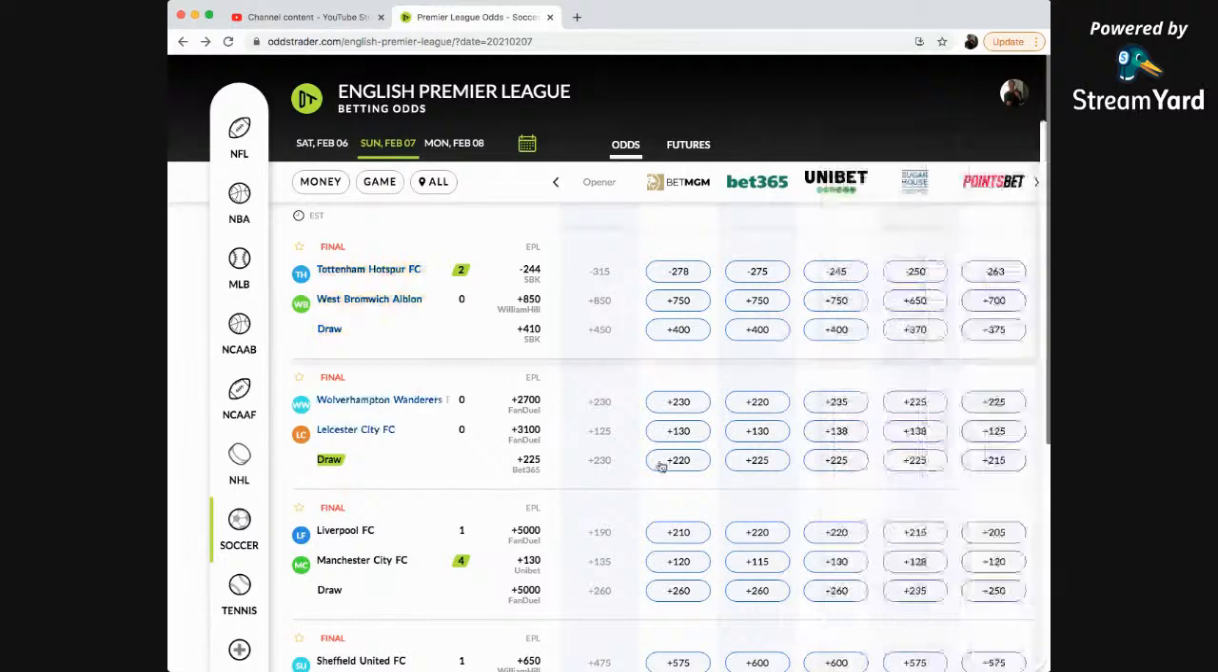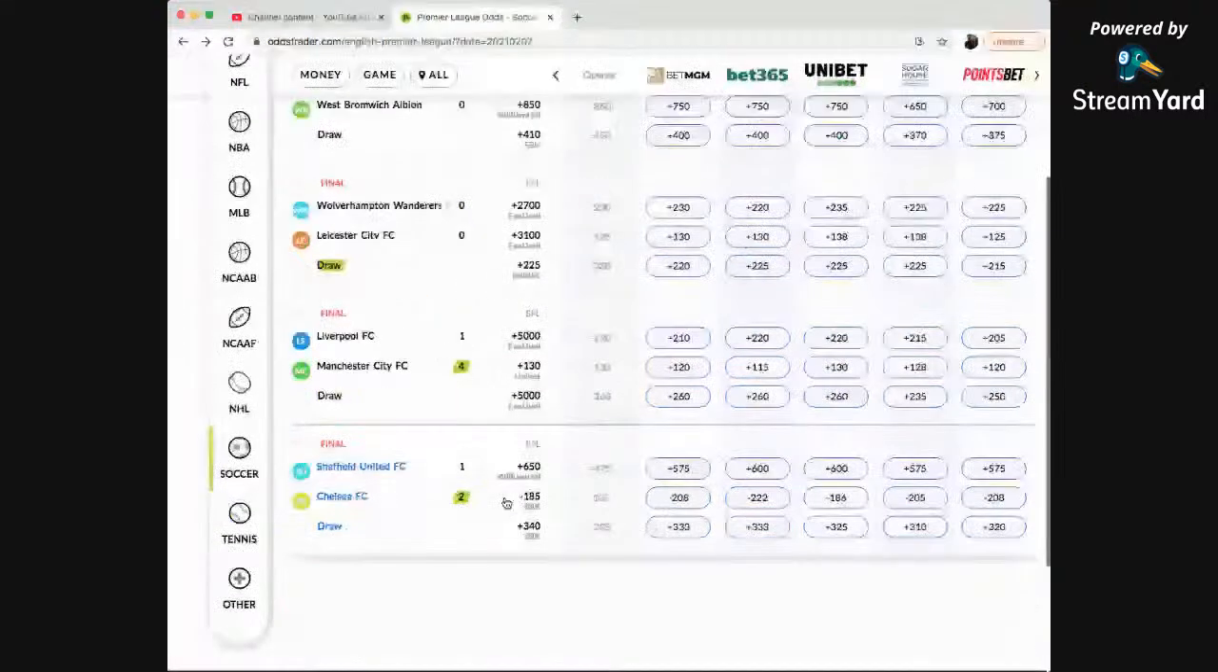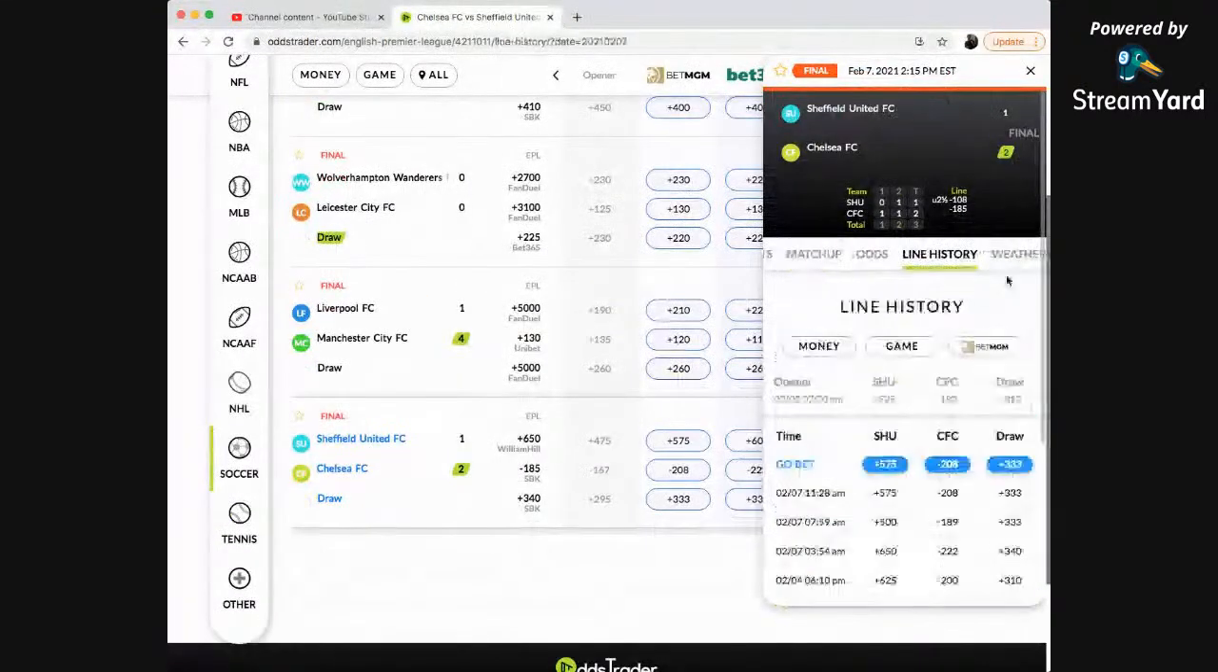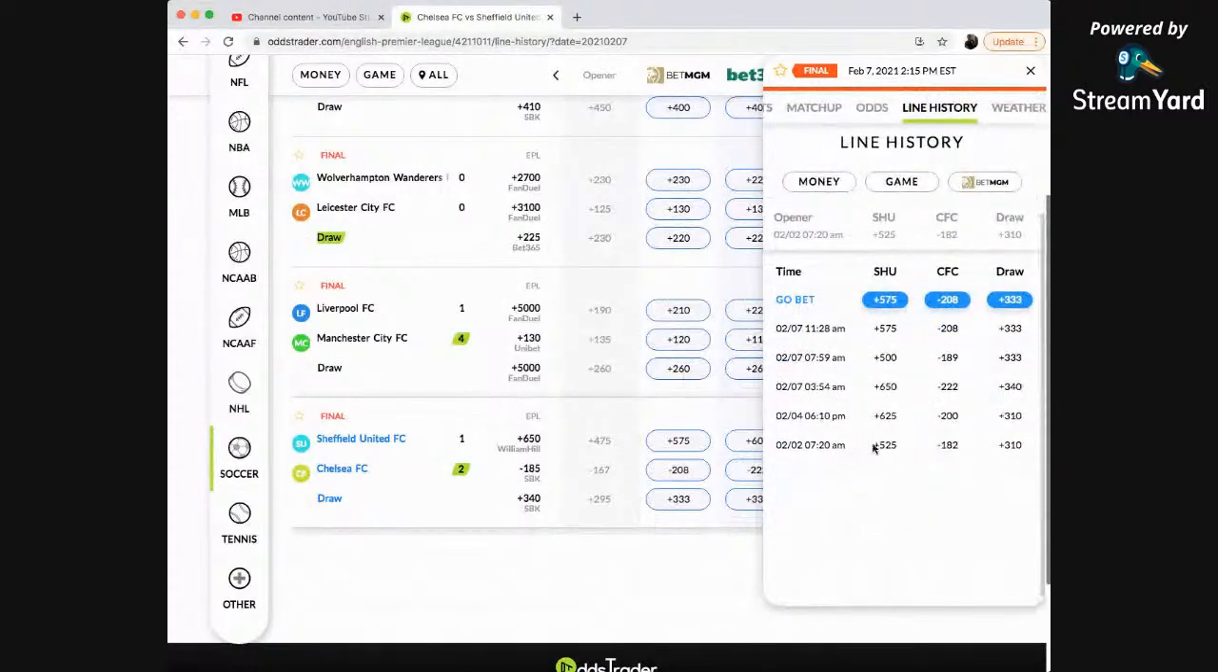All right, so let's move to this next match here. Okay, home team moves from 525 to 575. We can eliminate that line, 182 to 208. So that would be a line where you can tell there's money going into this line because the line's becoming less attractive. And then the draw line becomes less attractive as well. Plus 310 to plus 333. So we can eliminate the home team and the draw line. So that would be a potential play on Chelsea here.